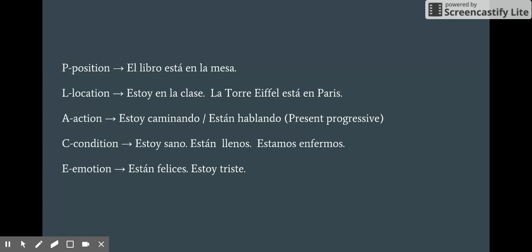Location, estoy en la clase, pero ahora estoy en casa. I'm in the classroom, but now I'm at home. So that can change. Action, you can change your action relatively quickly. Condition, one day you can be healthy, the next day you can be sick. One hour you can be full, a few hours later, be wanting to eat more food. Emotion, that can generally change, less long term. So that's kind of the general difference. Ser is more permanent conditions, where estar is more temporary in general.